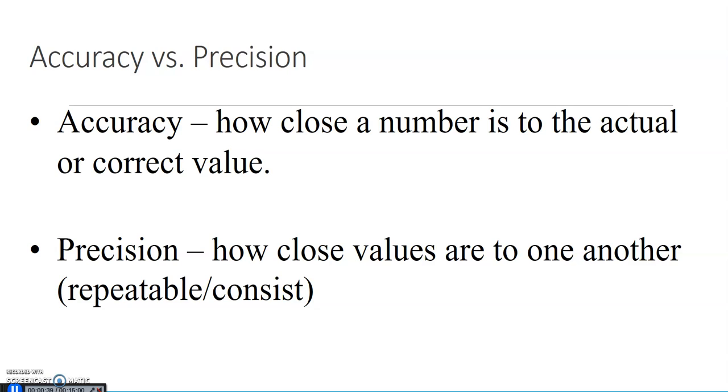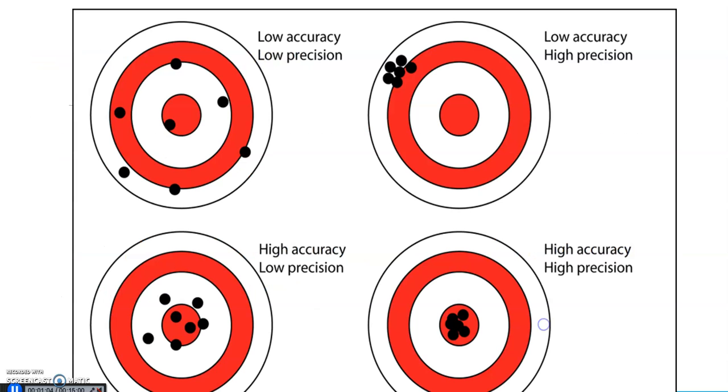Sometimes we'll take a measurement more than once, and if your measurements or your data collected are close to each other, we can say that's precise and we have a repeatable experiment. But if you take your measurements multiple times and the data is scattered, and the measurements are not close to one another, then we would say that we do not have precise data.